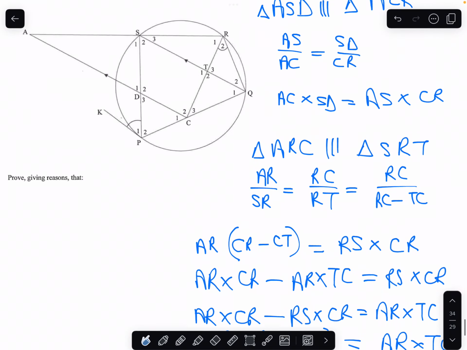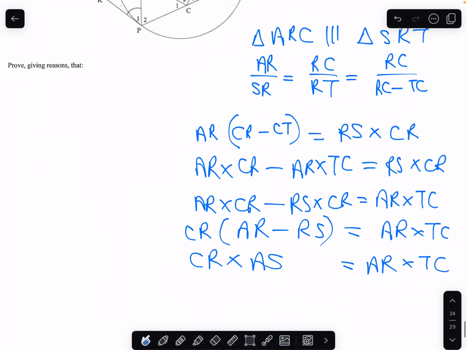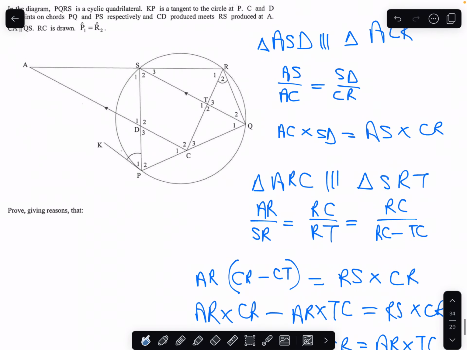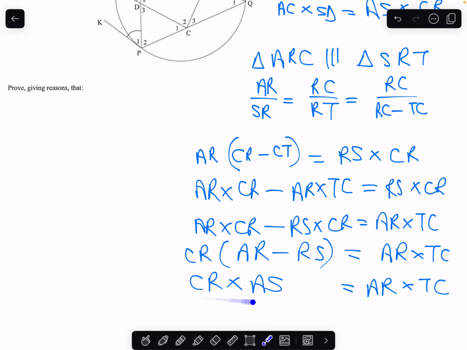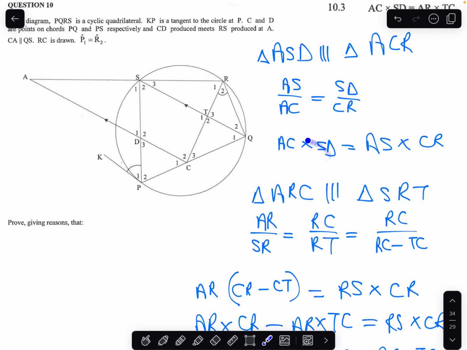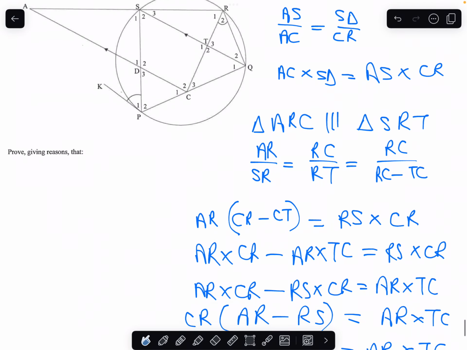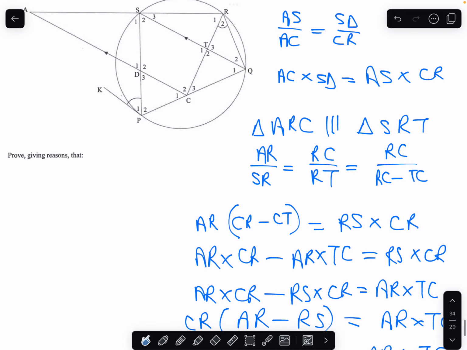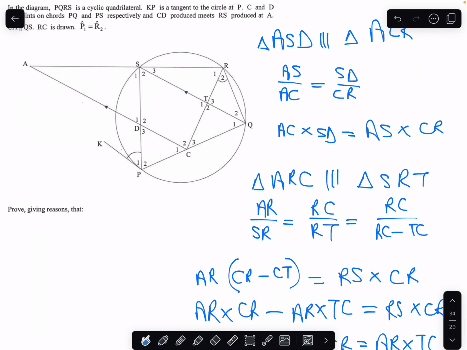Oh, hectic. So then they are equal, right? Because we've got CR times AS for both of them. So this and this must be equal. Okay, so let's do it. Let's do it again.